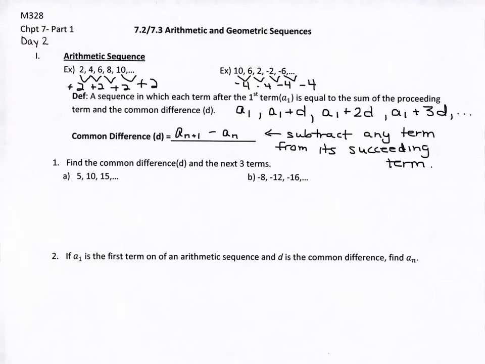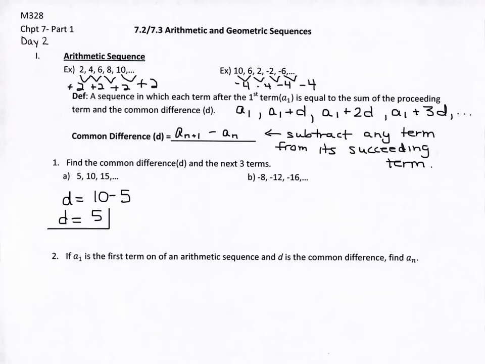Okay, so the first two examples are nice and easy. Find the common difference, d, and the next three terms. Now, normally I'd have you try these on your own, but that's hard when I'm on a recording. So let's see, we've got 5, 10, 15. Hopefully you know how to do this without any work, but I'm going to say our d is found by taking 10 minus 5 or 15 minus 10. Either one would be fine, and we come up with d equaling 5.